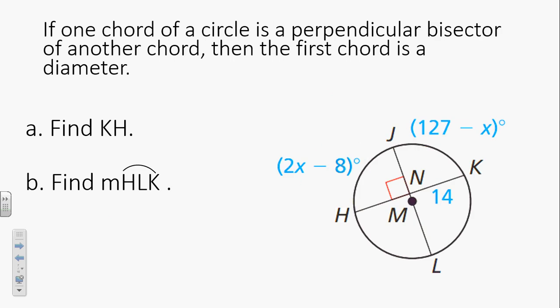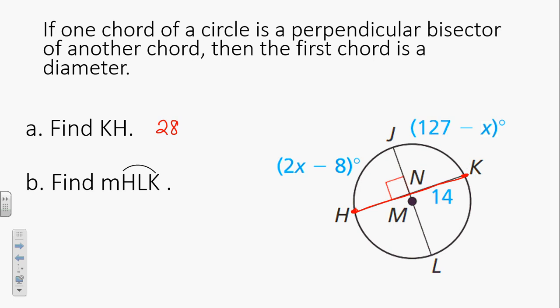If a chord is a perpendicular bisector of another chord, that first chord has to be a diameter. We saw that in our investigation. Really quick investigation, but it should help us to figure out the distance between K and H. So if we want to find the length of chord KH, how do we do that? 14 times 2 or 14 plus 14? Everybody agree it's 28? Okay.